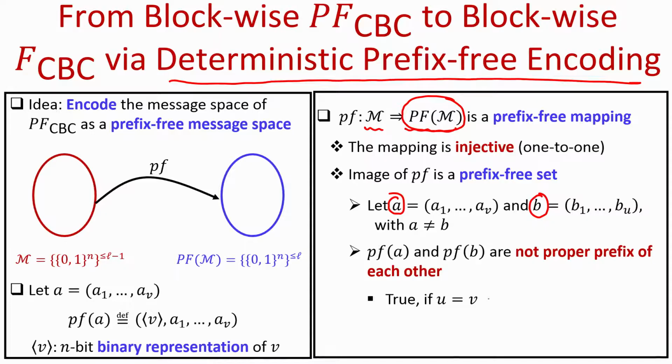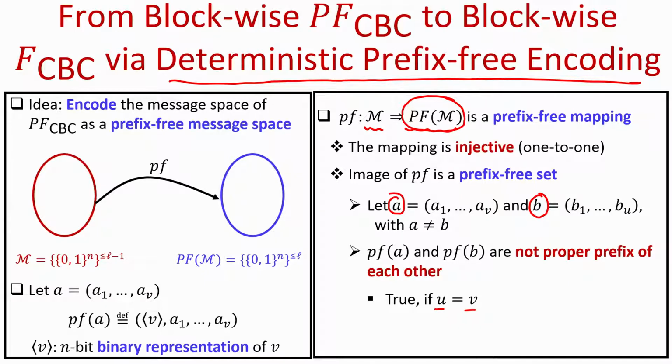Clearly the claim about the encoded A and encoded B is true if the number of blocks in A and the number of blocks in B are the same, namely if U and V are the same. If A and B are different, then at least one of the blocks in the encoded A and the encoded B will be different, because all the blocks in A and all the blocks in B cannot be the same even if A and B are different.